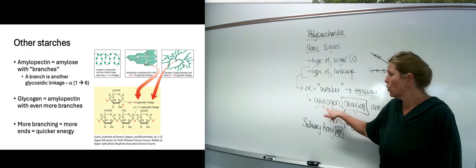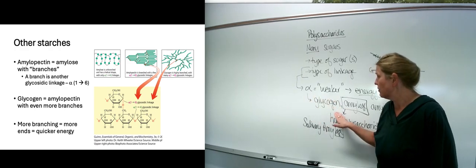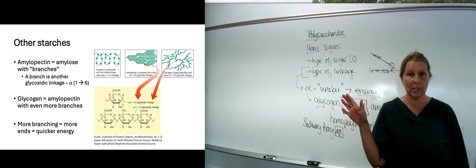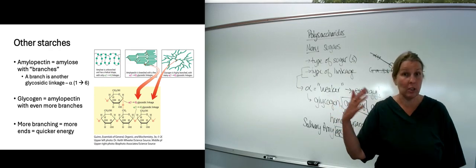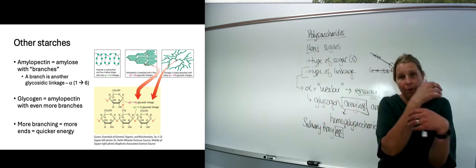Now, when we store glycogen, glycogen has a lot of these branches, so amylose has no branches, has no 1,6 linkages. Glycogen has lots of these branches. It prevents it from packing together.